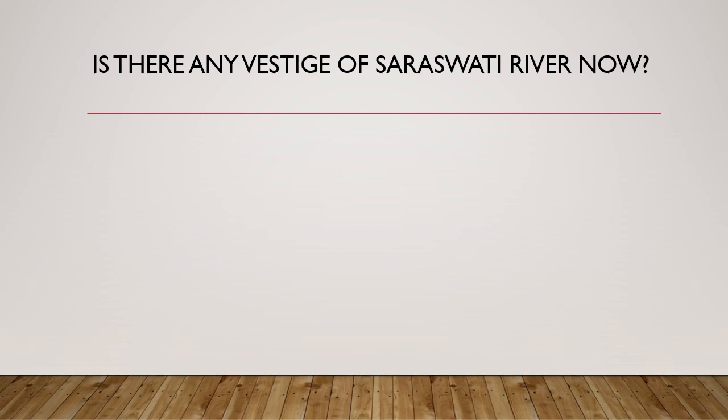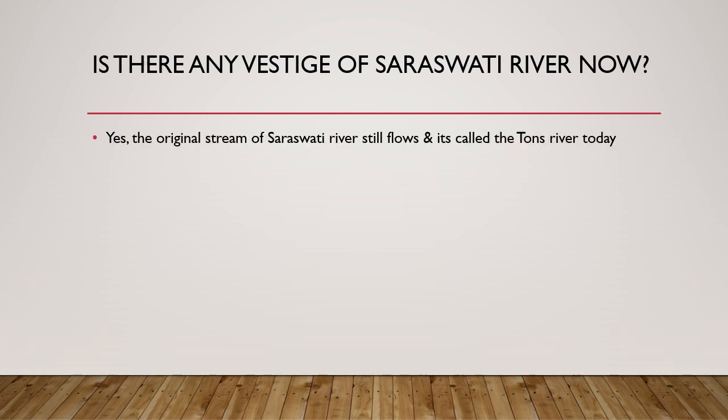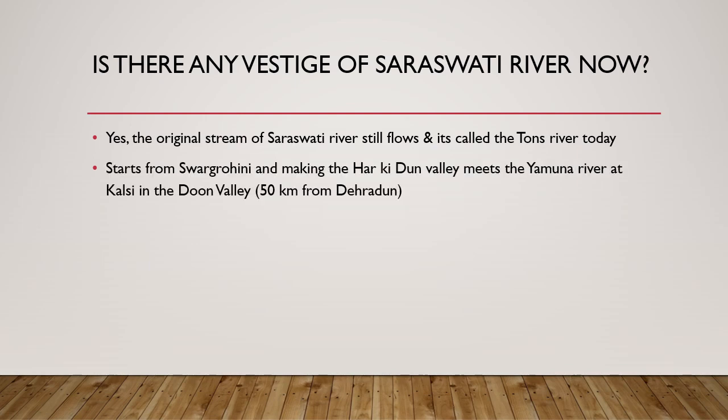So, is there any vestige of Saraswati river? Is there any semblance of Saraswati river that is left now? Well, yes. In fact, the original stream of Saraswati river still flows, and it's called the Tons river today. It still flows from the same Swargrohini mountain glaciers, making what we call today the Harkidun Valley.